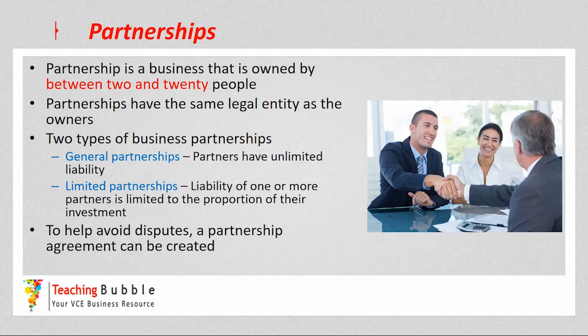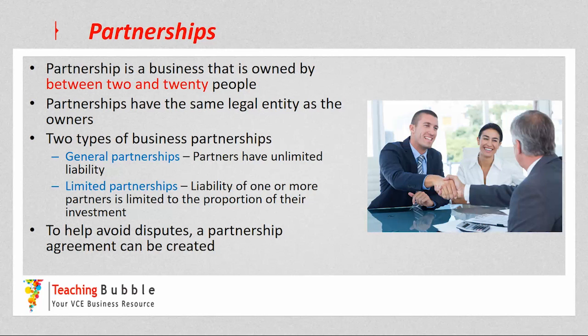The next type of business that we're going to look at is a partnership, which are businesses that are owned by between 2 and 20 people. Now, there are some instances where there can be more than 20 owners. For example, solicitors, accountants, and those types of businesses, they can have more partners. But typically what we're going to look at is that they have between 2 and 20 owners.